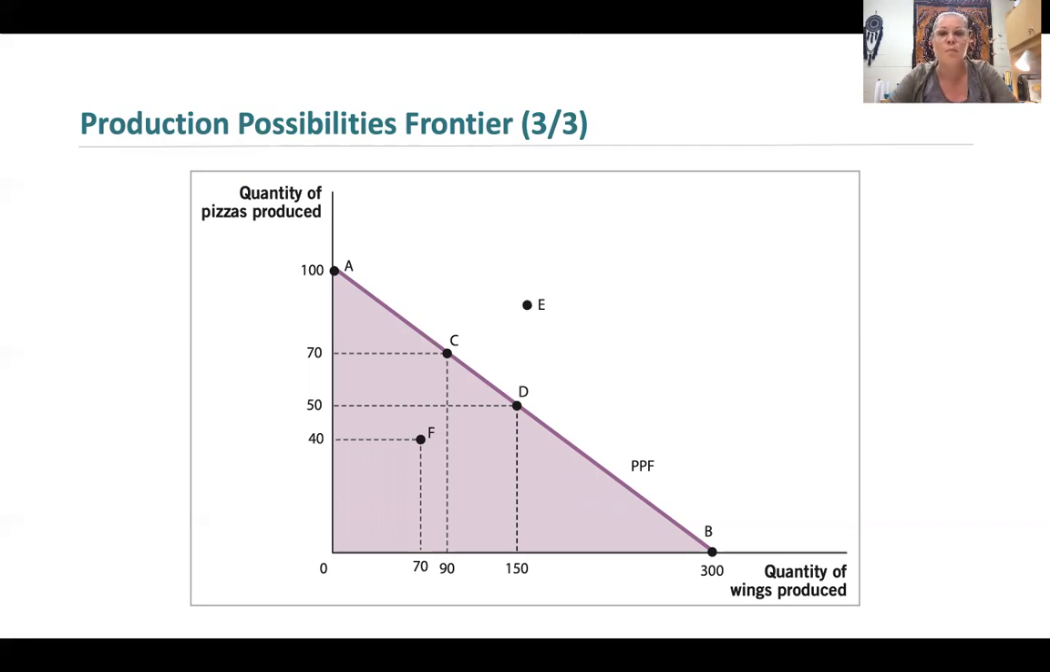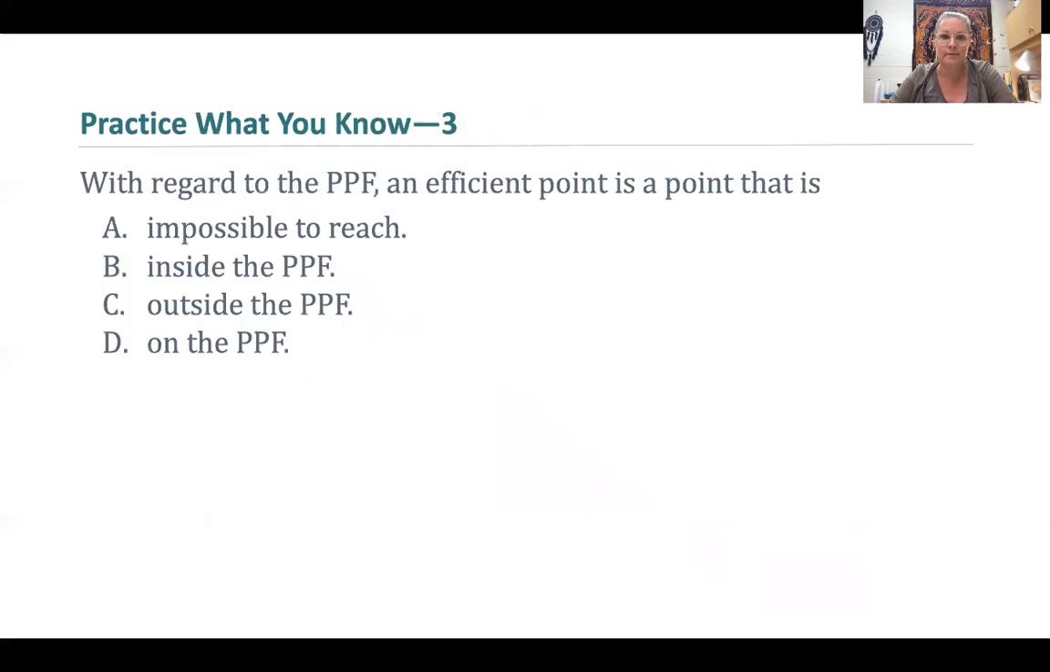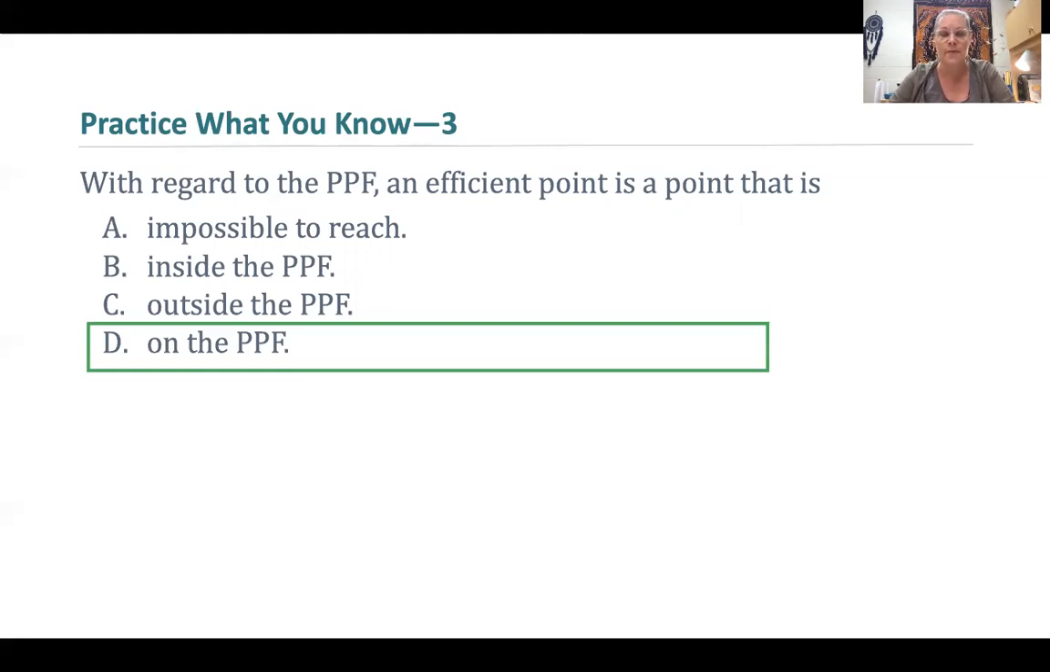On the other hand, point E lives outside of the PPF. All the points outside of the PPF curve are not possible for us to produce at. It would require more resources than we have available to produce that quantity in combination of these two goods. So with regard to the PPF, an efficient point is a point that's going to be on the PPF. Points on the PPF are points that represent production where we are utilizing all of the resources available to us.